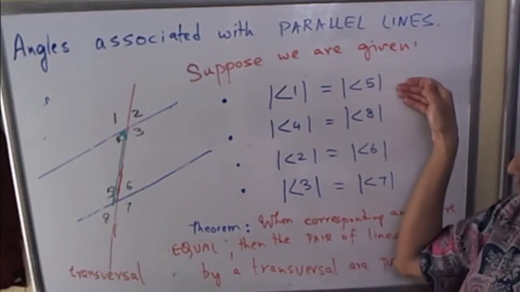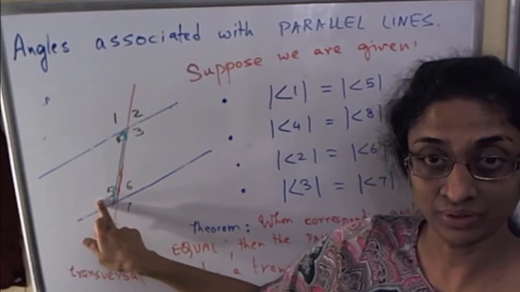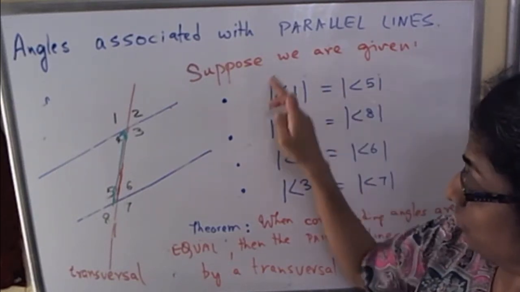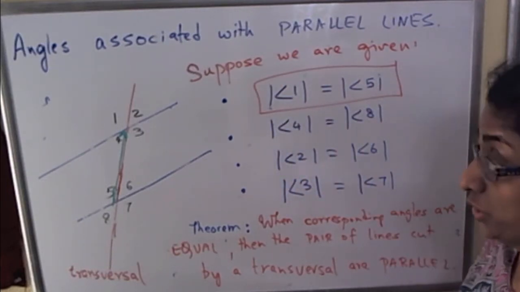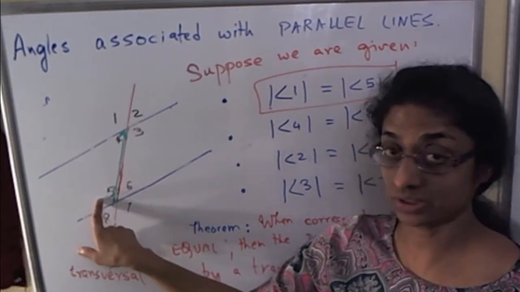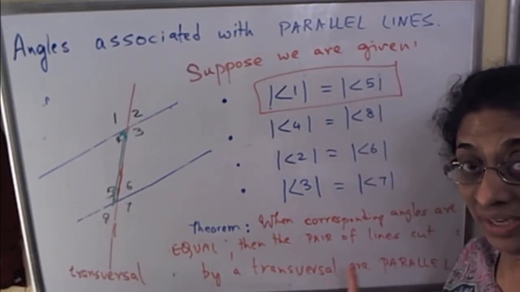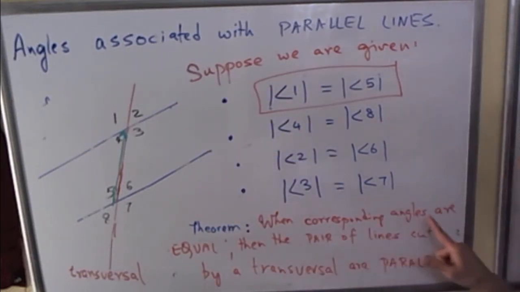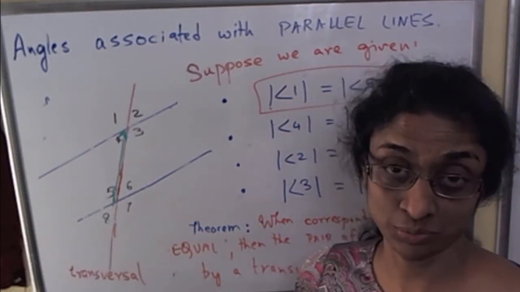Suppose we are given these equalities. Suppose we are told that angle 1 is actually equal to angle 5. In fact, we don't need to have all of the equalities. Suppose we are given one of them. So, for instance, suppose that these two angles we are told are equal in measure. Another way of saying it is that this pair of corresponding angles are equal. Here's a theorem that tells you in that case we can actually conclude that these two lines are parallel. When corresponding angles are equal, then the pair of lines cut by a transversal are parallel. This theorem is called the converse of the last theorem that I showed.